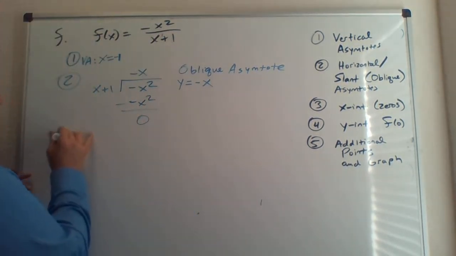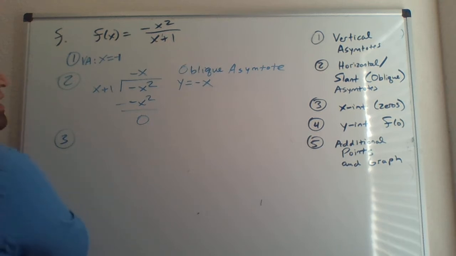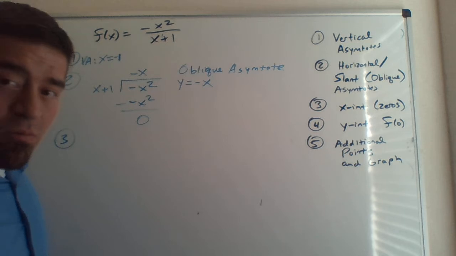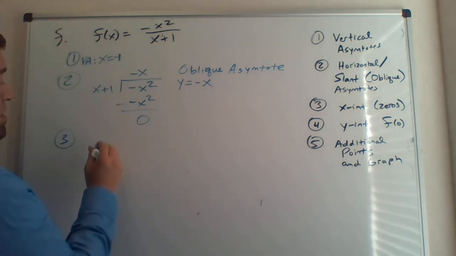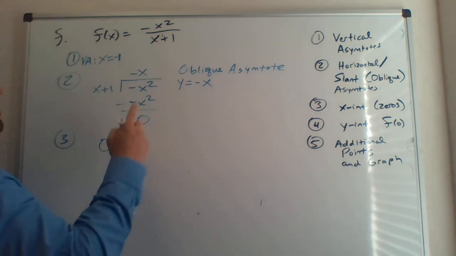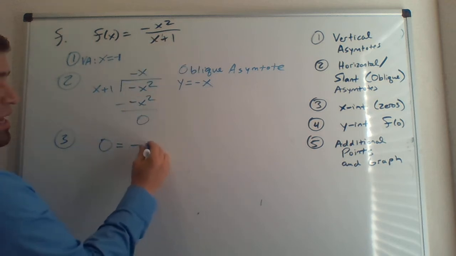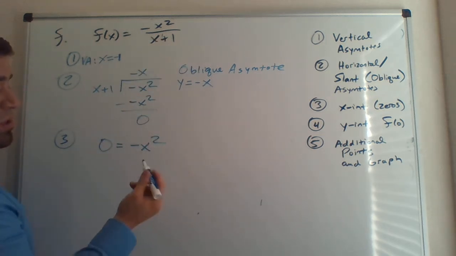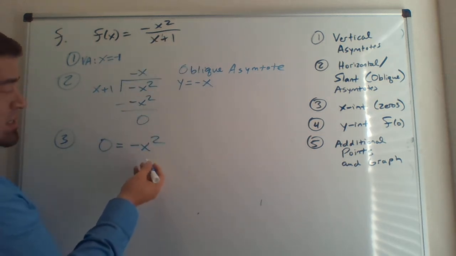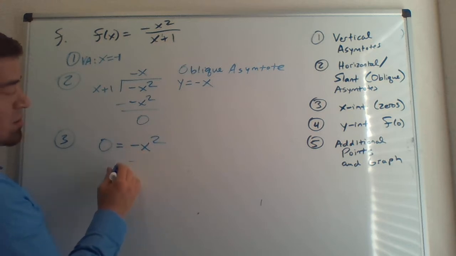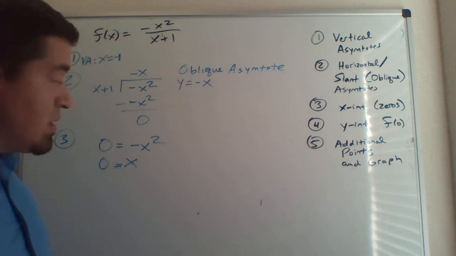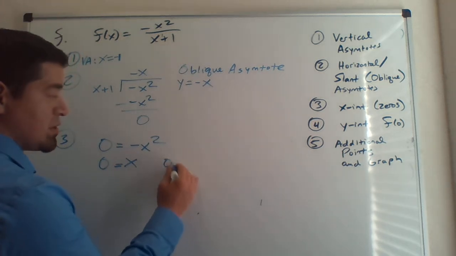Step 3, what we want to do is find the x-intercepts, which we're going to set y equal to 0. So we're going to set the function equal to 0. But like we said earlier, the only thing that matters is if you set the top, or the numerator, equal to 0 and solve. So you can easily see, if you divide by negative and you take the square root, the only thing x can be is 0. Okay, so this is the x-intercept 0, 0.